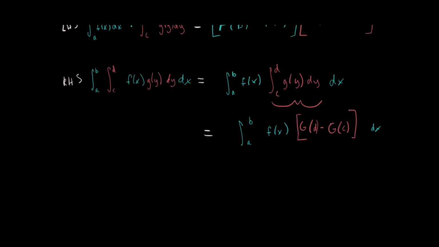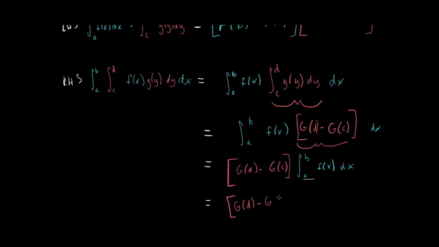Now since we're only integrating with respect to x, and this is essentially just some constant, I can pull it outside of the integral. So if I rewrite this, it looks like G of d minus G of c times the integral from a to b of f of x dx. And now we're just going to evaluate this integral. Moving on to the next line, we have G of d minus G of c times capital F of b minus capital F of a.